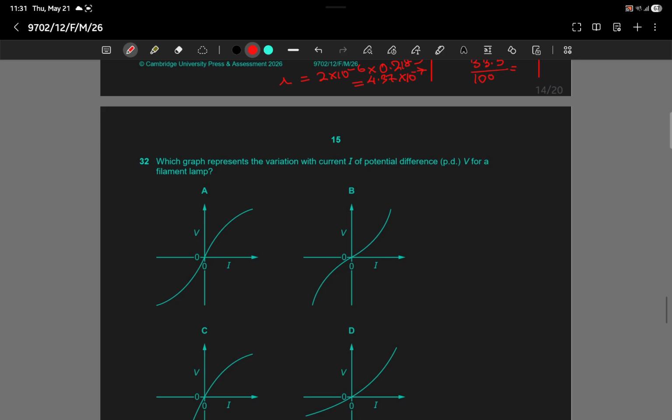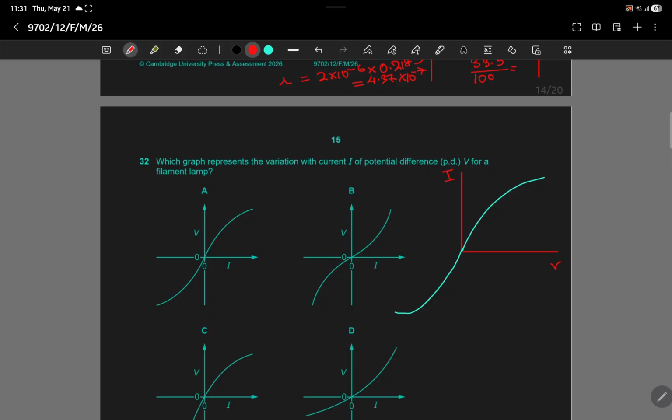Now, question number 32: which graph represents the variation of current and V for a filament lamp? Now, for a filament lamp, both the current and the voltage will increase. Right. Now for the IV graph, let me draw this real nice. Consider that there is a current-voltage graph. The graph shape for the filament will roughly be like this.